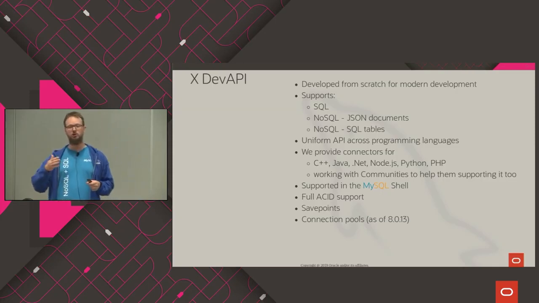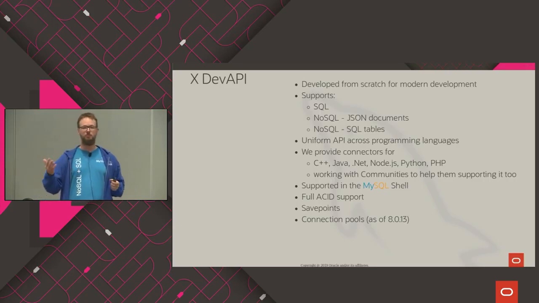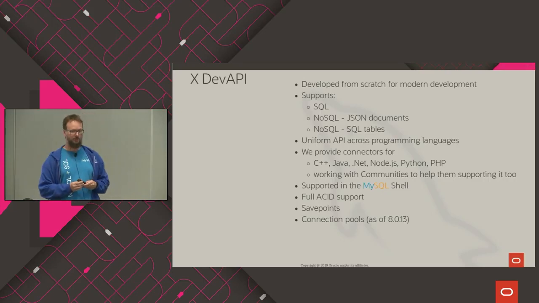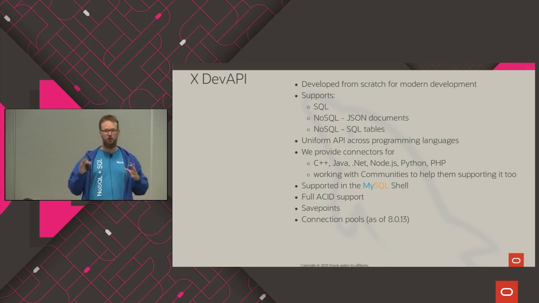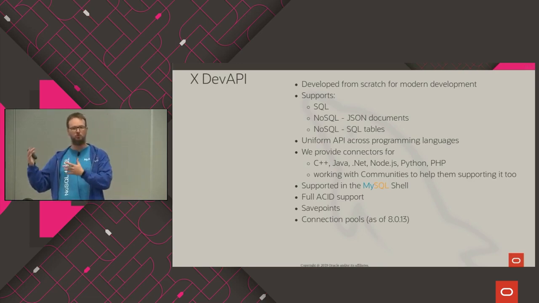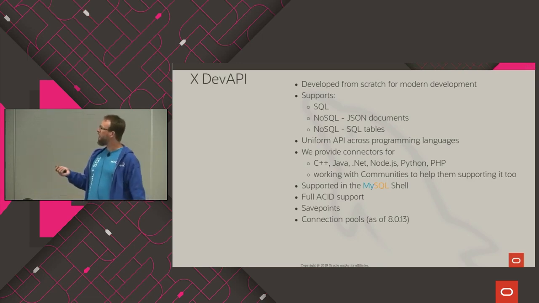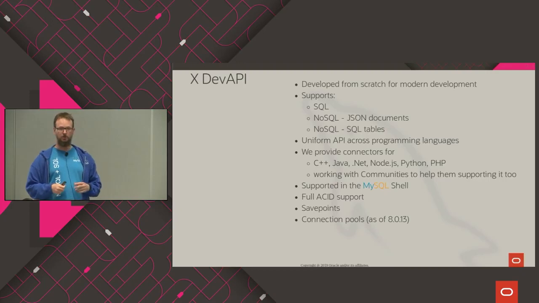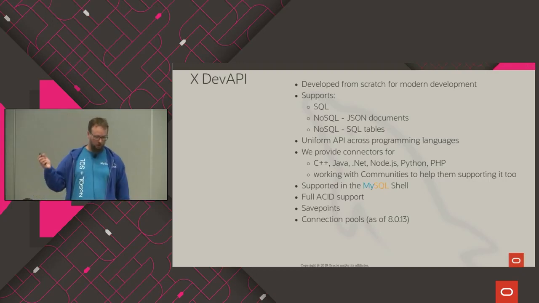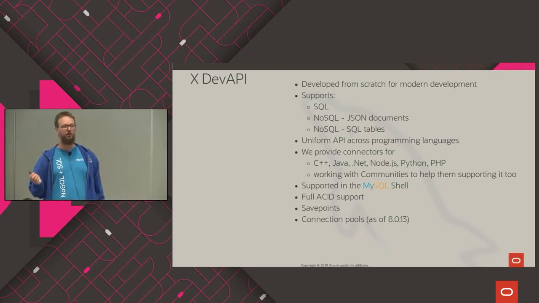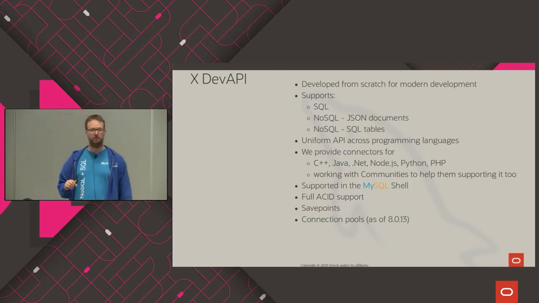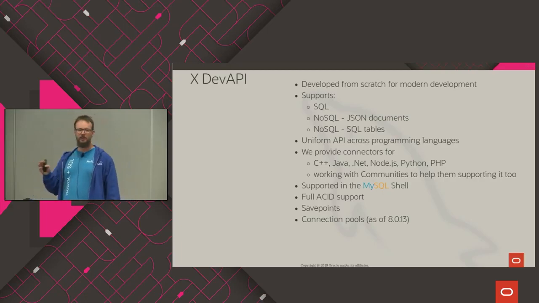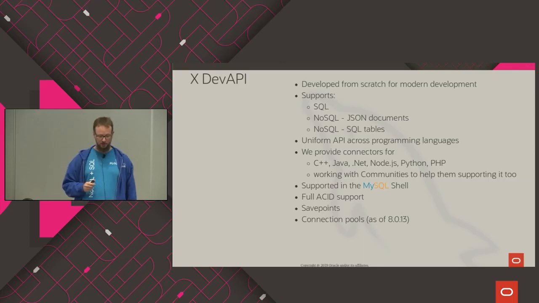So we don't use the 3306 classic protocol, as we call it. If you really want to use document store, you will have to use the new protocol, which is the X protocol. It supports SQL, so you can use the X protocol and do exactly what you're doing so far using MySQL, but also NoSQL for JSON documents and NoSQL for relational SQL tables. You can do all that with the document store in the X protocol.